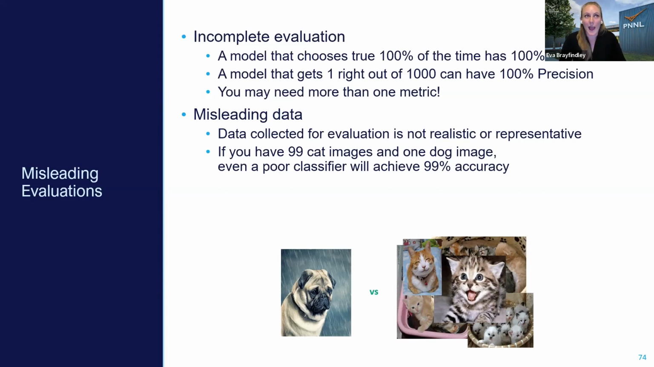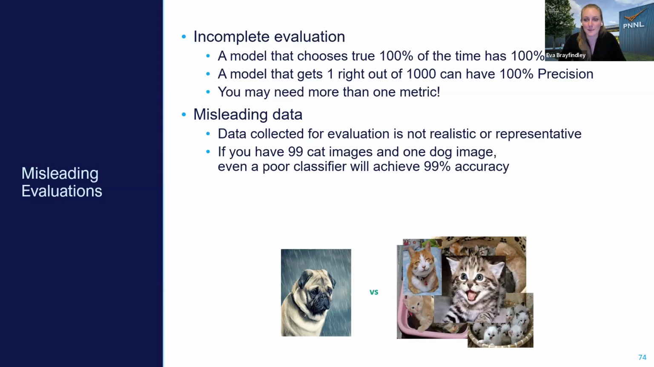You can show any metric, right? There are lots of books that have been written about lying with statistics. There are all sorts of metrics you can select that show part of the story. So be very careful about incomplete evaluations. If you have a model that chooses true 100% of the time, it will have 100% recall. And so recall isn't enough. Precision isn't enough. You have to show the full evaluation picture. So you may need more than one metric.